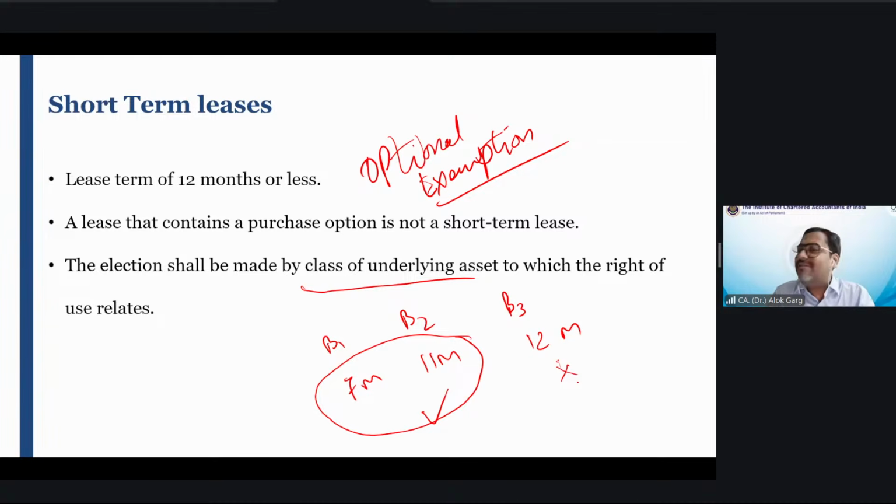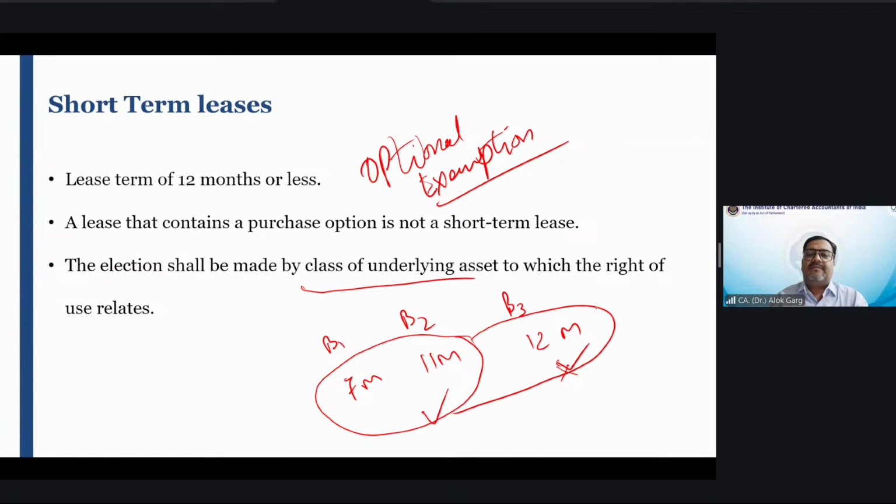Can lessee do so? Answer is no. If lessee is applying a short-term lease exemption, lessee has to apply this short-term lease exemption on all the 3 leases. Is that clear? On all the 3 leases.